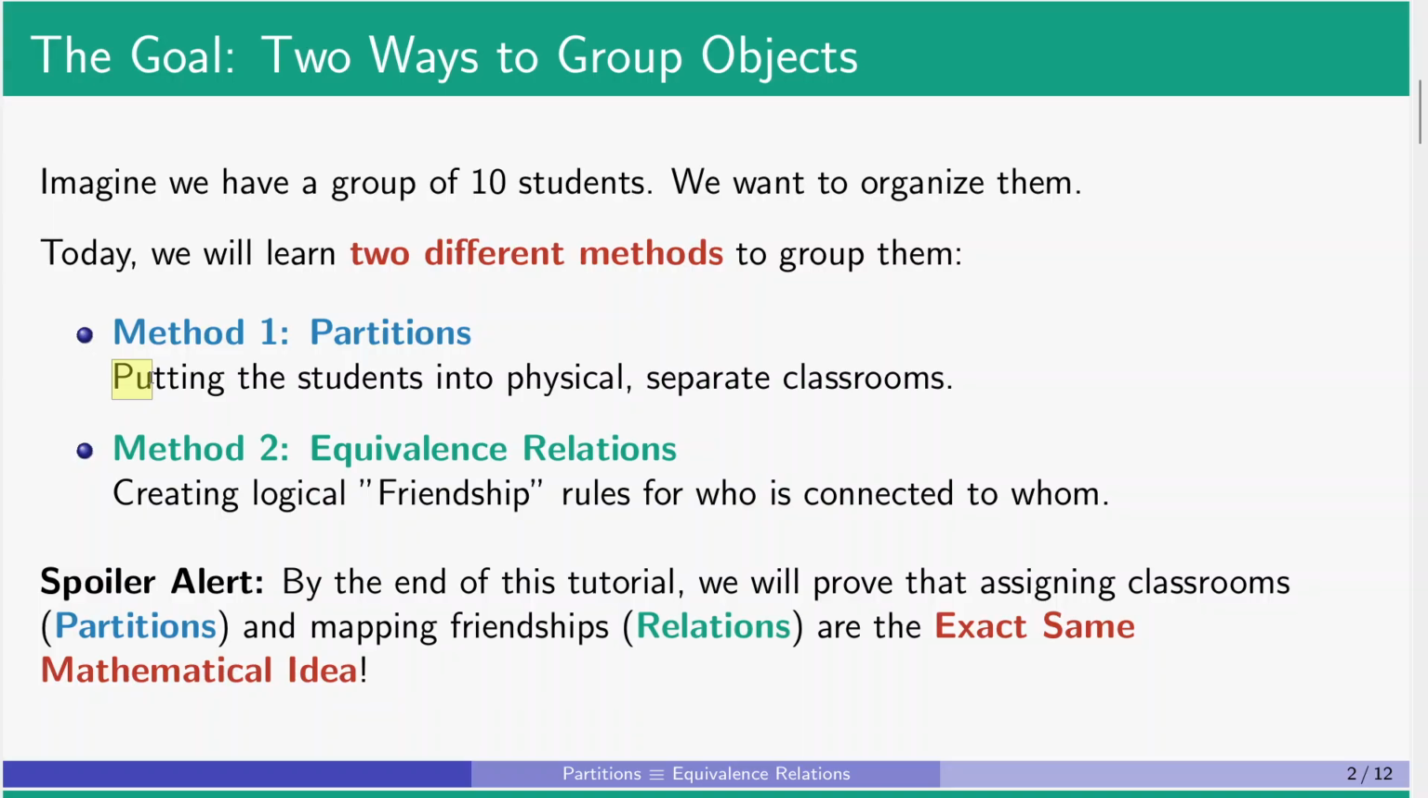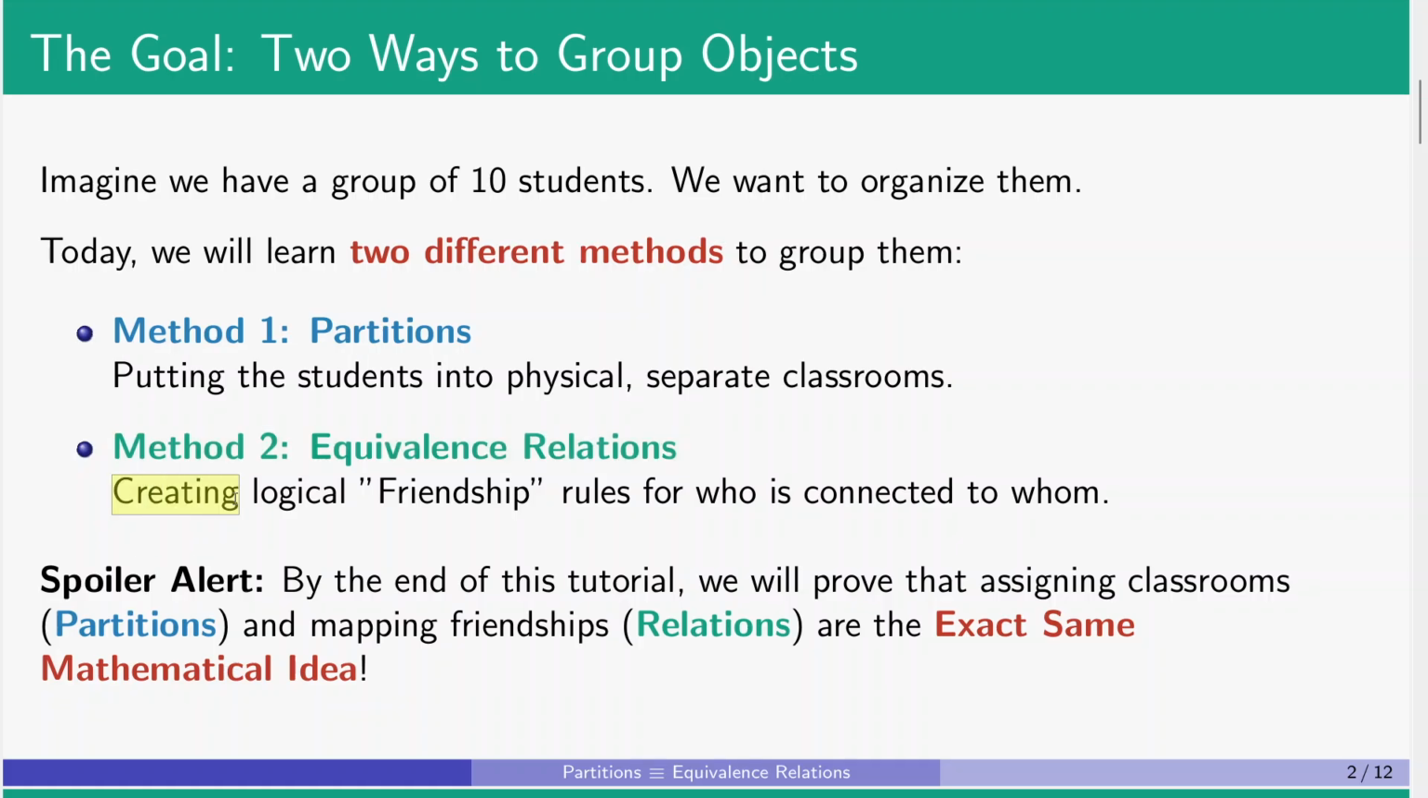Think of it like this. You physically pick up students and put them into separate classrooms. Each student goes into one room. That is a partition. The second method is called an equivalence relation. Instead of putting students into rooms, you create a set of logical friendship rules. You decide who is connected to who, who is friends with whom. You are drawing invisible lines of connection between people.